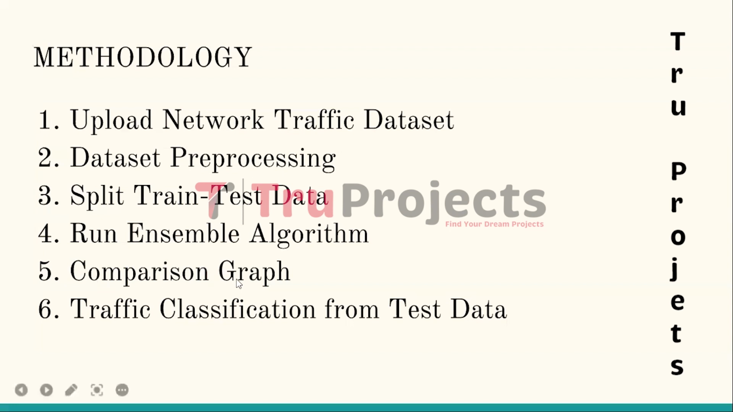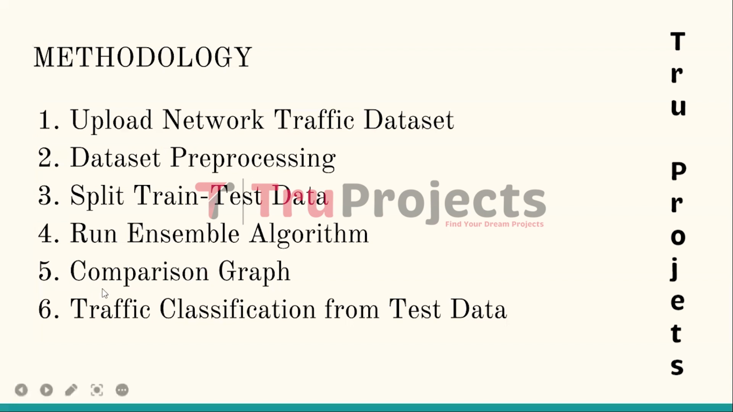And the fifth module is Comparison Graph. This module generates a graph that compares the performance metrics of the ensemble algorithm. The graph typically includes accuracy, precision, recall, and F-score. Accuracy represents the overall correctness of the classification result, while precision, recall, and F-score provide insights into the model's performance for specific classes or types of the network.